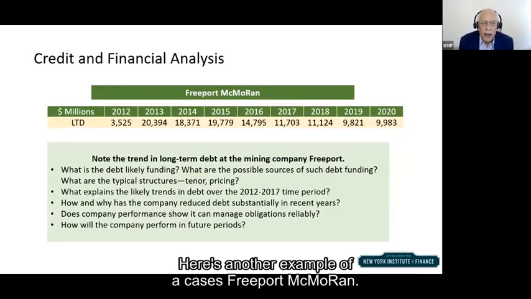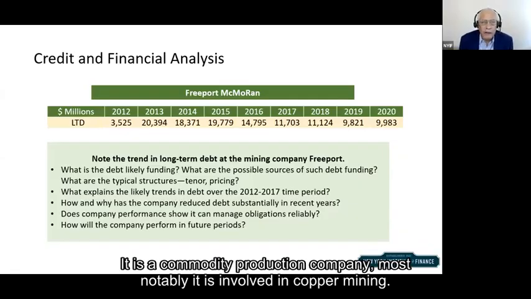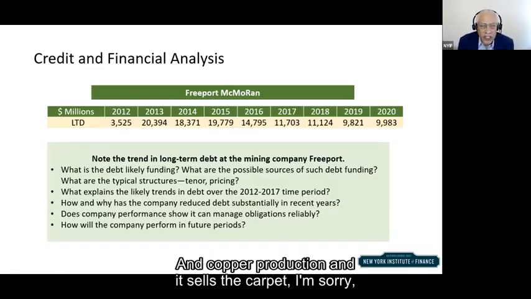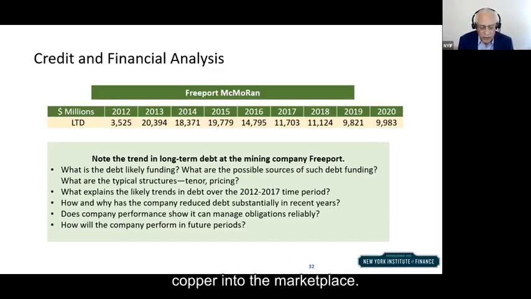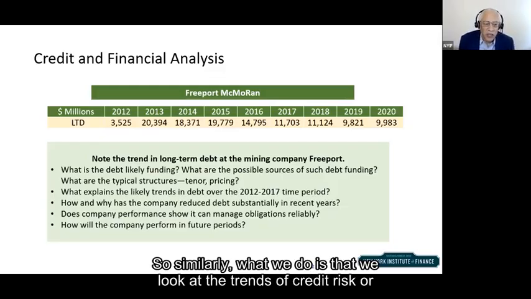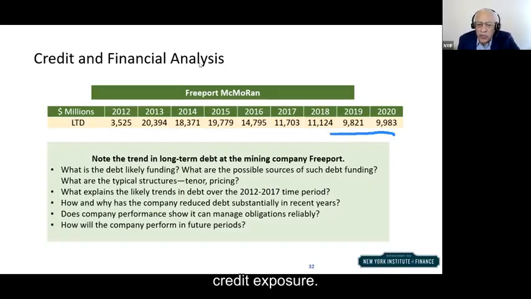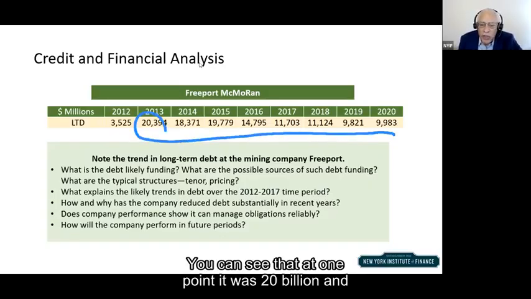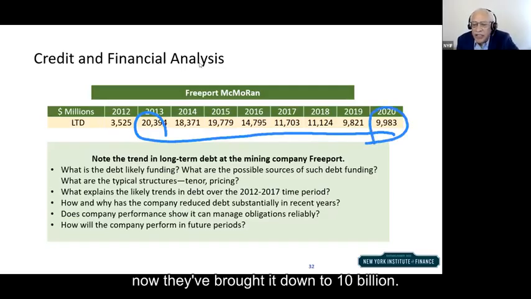It's Freeport McMoRan. It is a commodity production company. Most notably, it is involved in copper mining and copper production, and it sells the copper into the marketplace. So similarly, what we do is look at the trends of credit risk or credit exposure. You can see that at one point it was 20 billion, and now they've brought it down to 10 billion. So the debt is in decline.